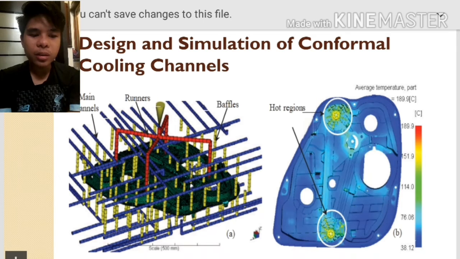We use a simulation software, Moldflow, to develop the new cooling system, as well as to analyze the thermal performance of the original mold. It means that the old mold can be reused by deploying it with the new cooling channels. This is one of the ways to solve the hot regions by using simulation software, so we can analyze them.